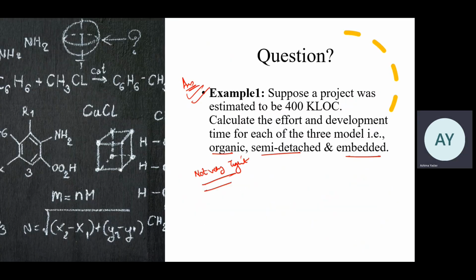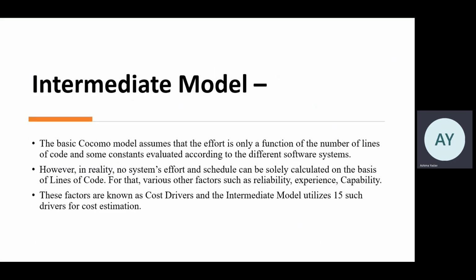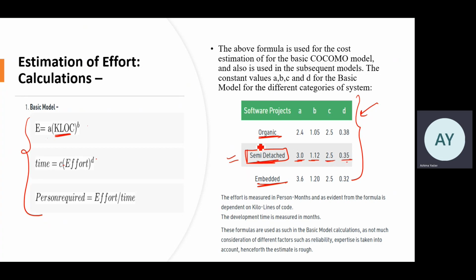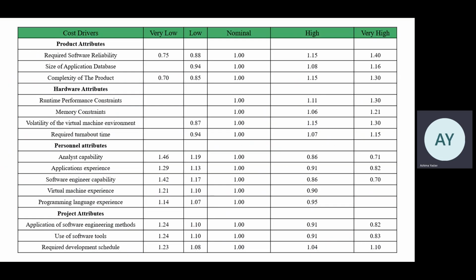Based on that, there are formulas given here: effort, time, persons required. You just put the value 400 here, and select the A, B, C, D values based on the type of model. The project schedule is, let's say, not very tight, so maybe semi-detached is the model here. For that, please learn this table. A, B, C, D should have these values. Put these values and you will get the answer.